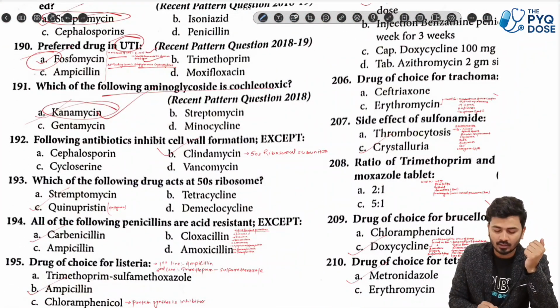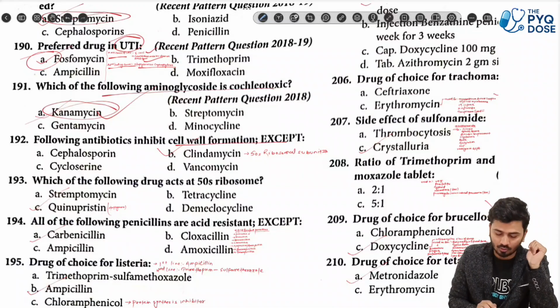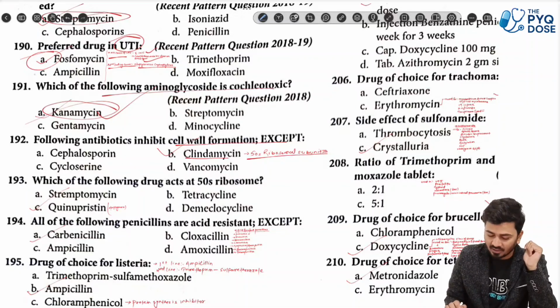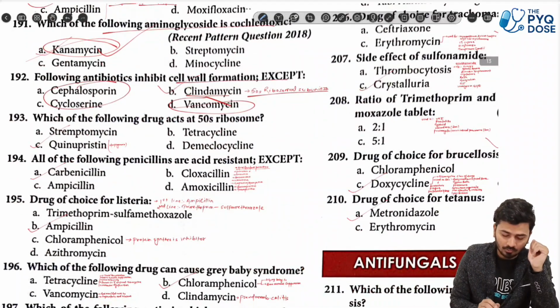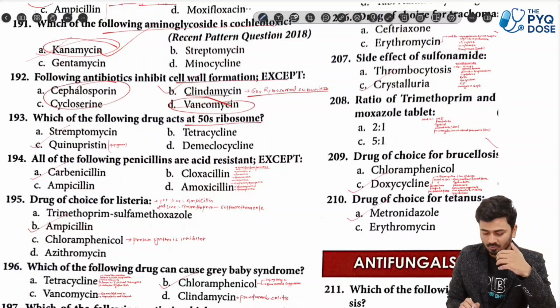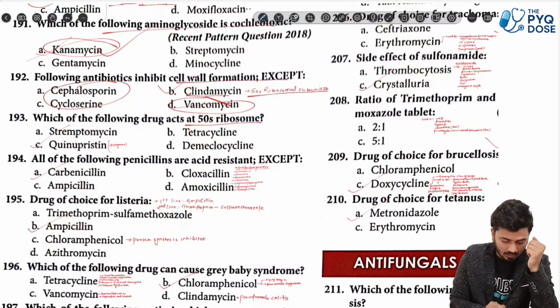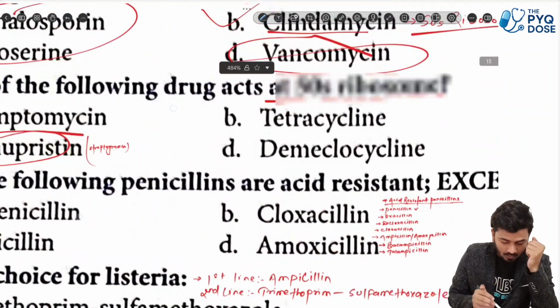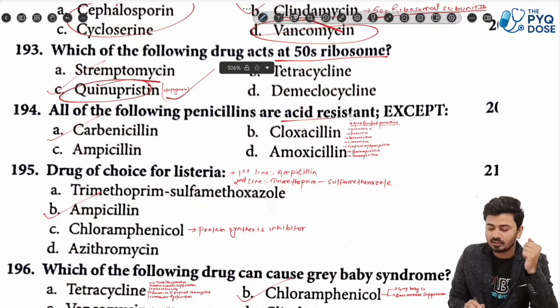Following antibiotics inhibit cell wall formation except. All of them will be generally inhibiting the cell wall formation except clindamycin, this is nothing but 50S ribosomal subunit, that is protein synthesis inhibitor. These all are generally the cell wall formation inhibitors. Which of the following drug acts at 50S ribosome? So many times you have done this. So this will be quinupristin, that is generally a streptogramin. Okay, streptogramin.